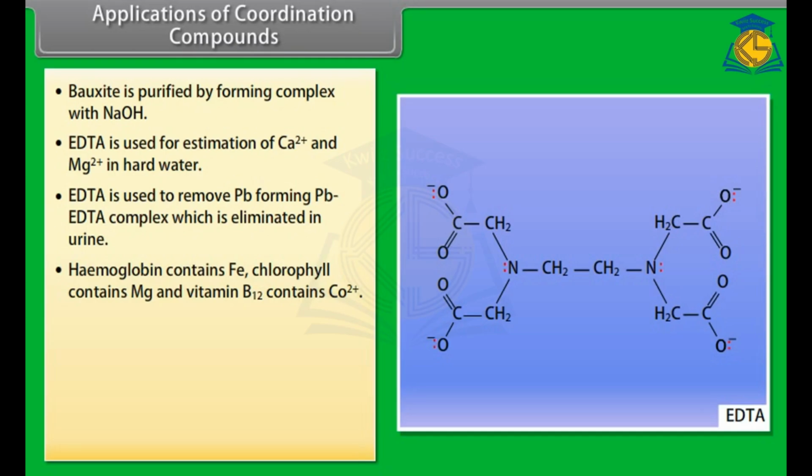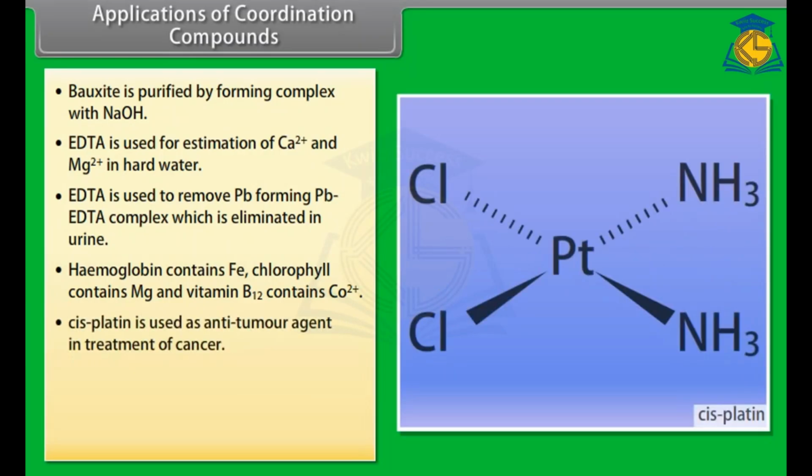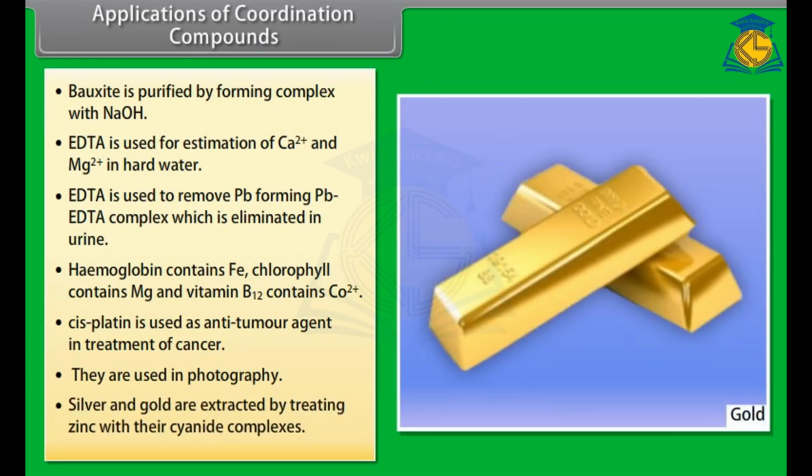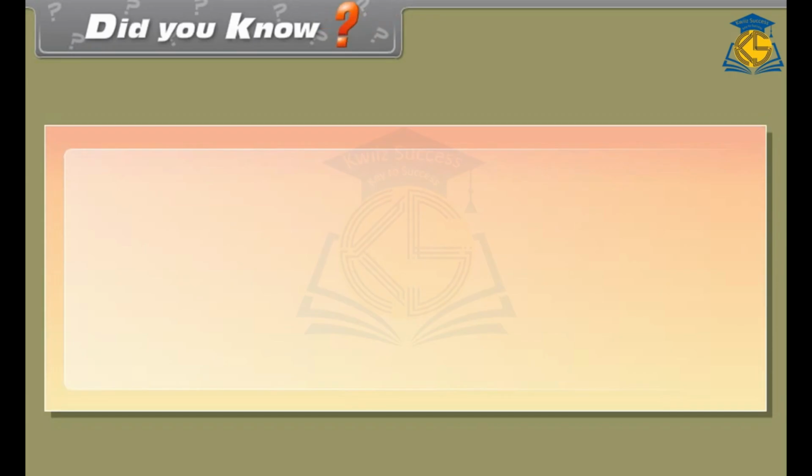Hemoglobin contains Fe, chlorophyll contains Mg, and vitamin B12 contains Co2+. Cisplatin is used as anti-tumor agent in treatment of cancer. They are used in photography. Silver and gold are extracted by treating zinc with their cyanide complexes. Did you know? Coordination compounds are used in electroplating.